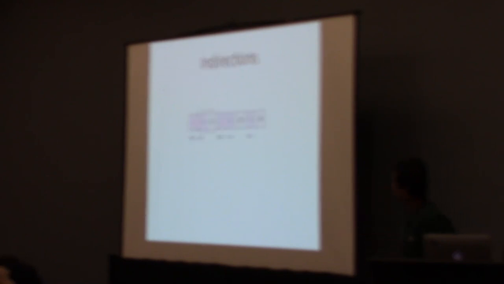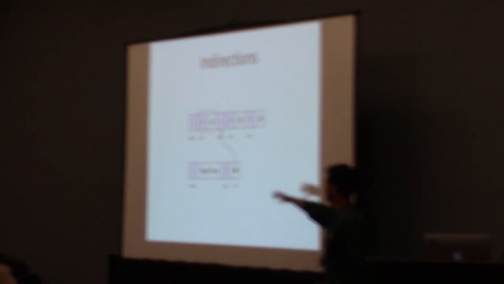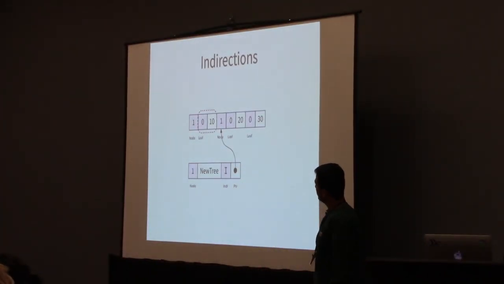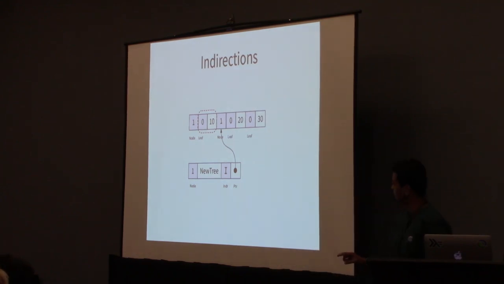So what we do is we call these pointers indirections. If you wanted to update this tree, you would write a node tag. You would write whatever new tree you wanted. And we use a special tag here called I, which stands for indirection, which lets the program know that the next thing in the stream is going to be a pointer and you should follow that. And this is how you would update the stream.